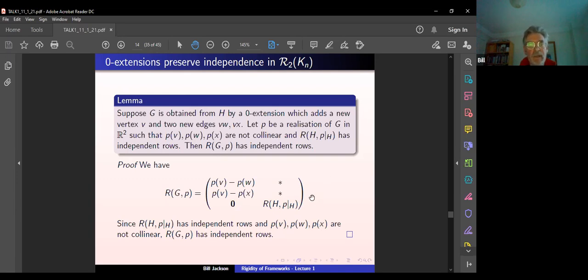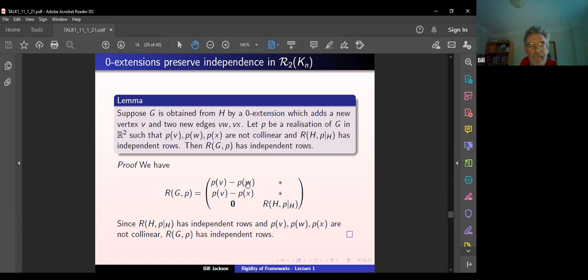And this follows easily by just looking at the rigidity matrix. So the rigidity matrix of the larger framework we get from the rigidity matrix of the smaller framework by adding 2 new rows. And the entries in this star will be mostly 0, but underneath the column of W, there will be a p(w) minus p(v), and underneath the column of X, there will be a p(x) minus p(v). But the important point is that we have zeros here because these 2 columns correspond to the vertex v, and v only has 2 neighbors.